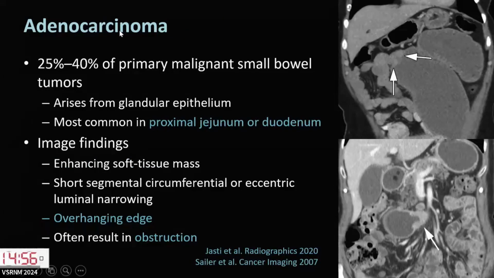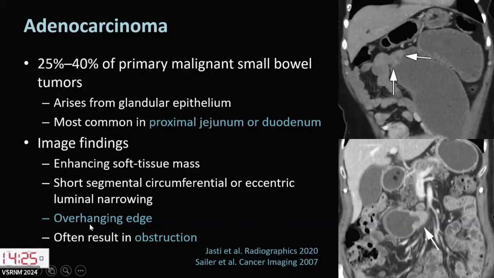So adenocarcinoma is actually the most common primary malignant small bowel tumor. It arises from the glandular epithelium, most commonly seen at the proximal small bowel, the proximal jejunum or duodenum. And on image, it will appear as an enhancing soft tissue mass. And often it's a very short segmental, circumferential, or eccentric luminal narrowing.